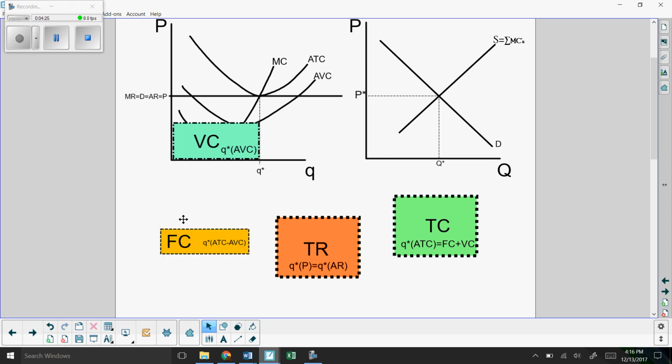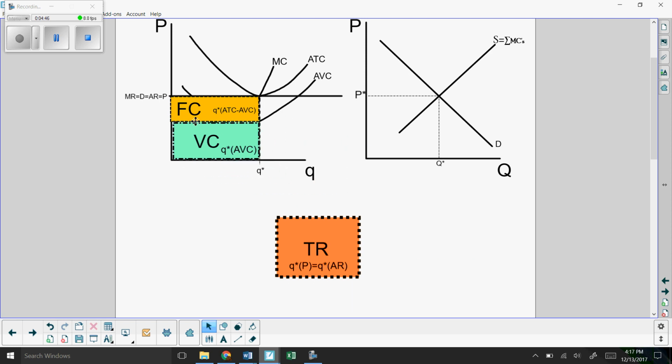And if I've done things right, this box down here will be labeled fixed cost, and that's the rest of their total cost. Remember, average fixed cost is that distance right there if you make Q star units. And so ATC minus AVC will be AFC, and AFC times Q star is total fixed cost, or just fixed cost. So you can see here, total cost equals variable cost plus fixed cost.